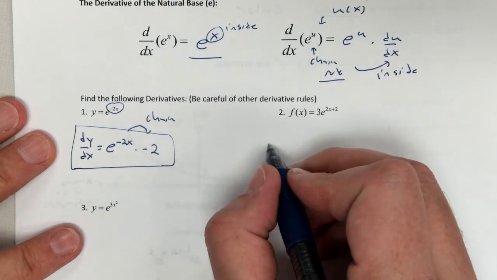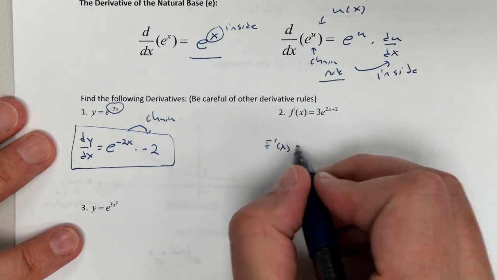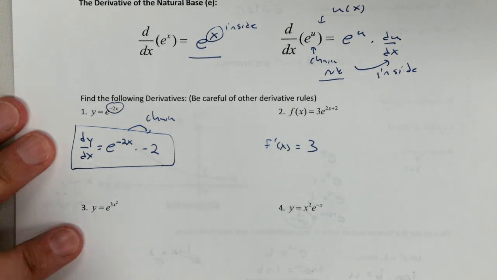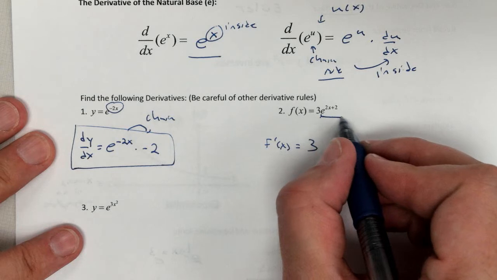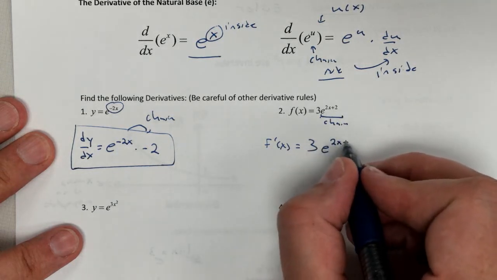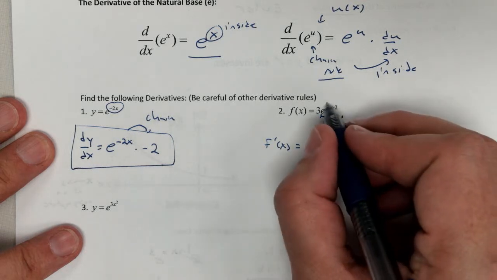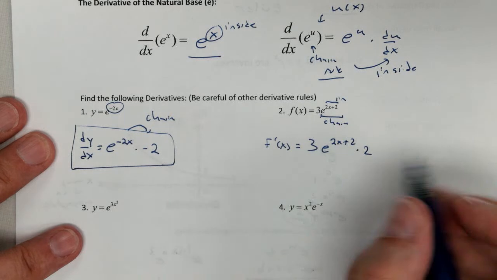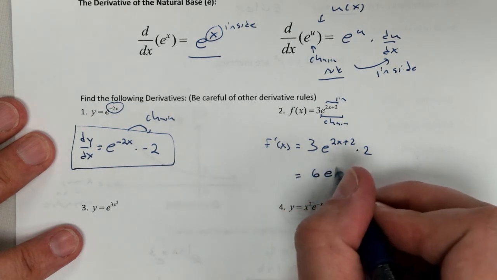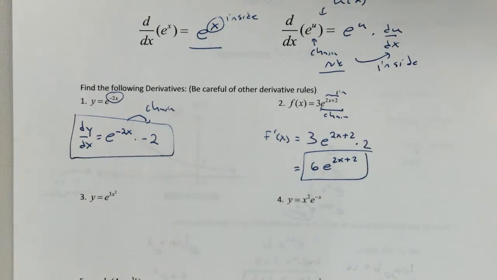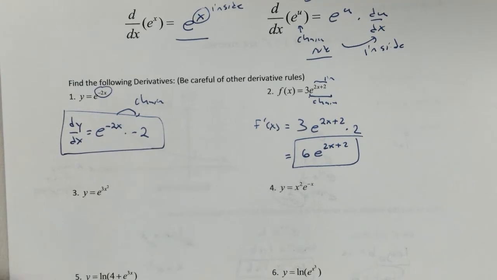Let's try number 2 here. Take the derivative. Well, 3 is just a coefficient. I can just leave that alone. The derivative, again, these are always going to be a chain rule. We're going to get e to the 2x plus 2 times, and now I have to do my inside. What's the derivative of 2x plus 2? But 2. You can leave it like this, or you can go, that's just 6e to the 2x plus 2. And there's your derivative. Ta-da! Easy to do. So pause real quick and try number 3 if you like.